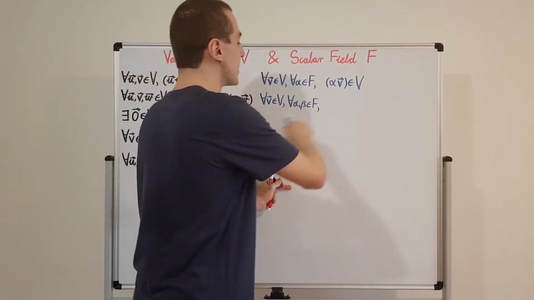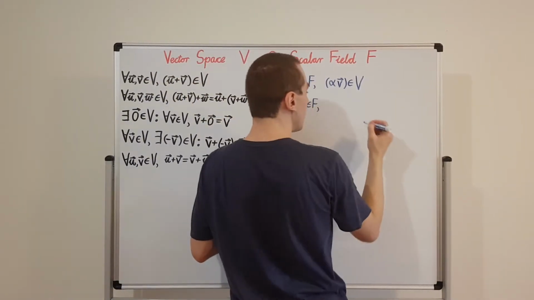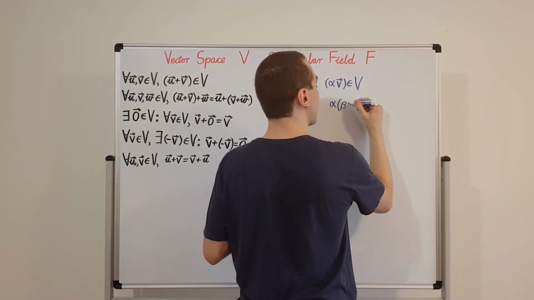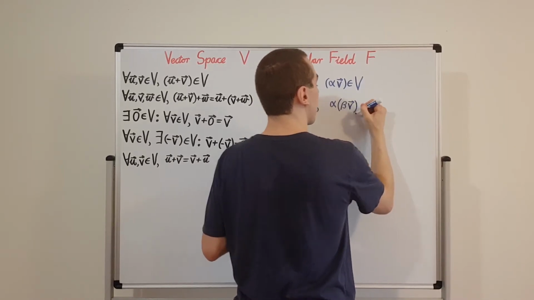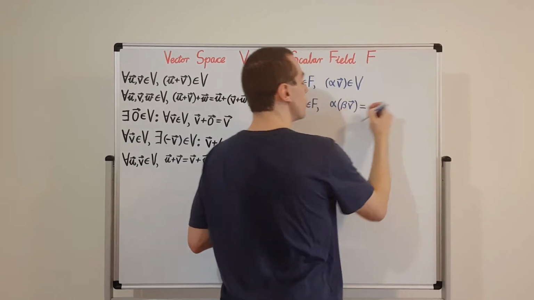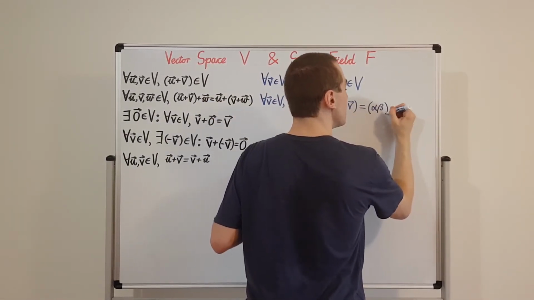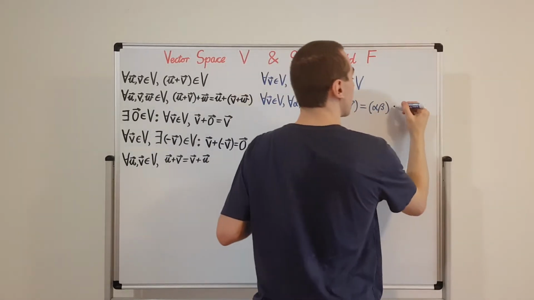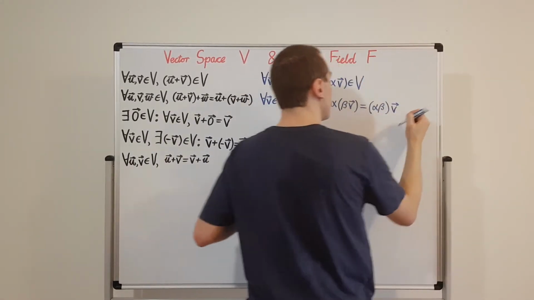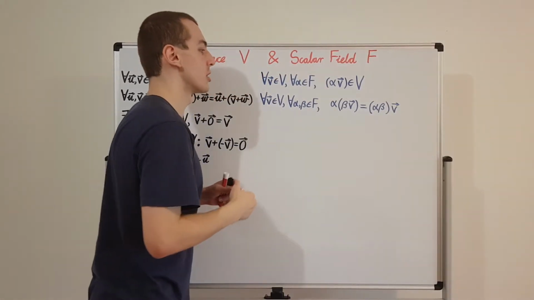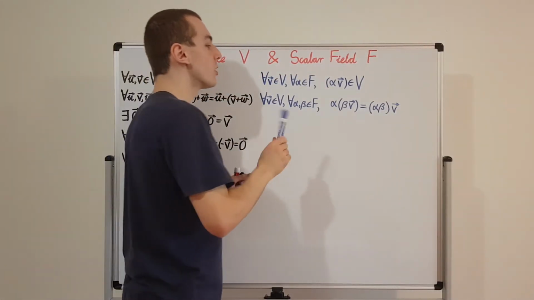I'm going to write down this associative property. So what you can do is you can scale a vector that's already been scaled. And that's the same as taking those two scalars and combining them into one scalar, and then using that one scalar to scale the vector. So this is the associative property for scalar multiplication. But there are some nuances over here.